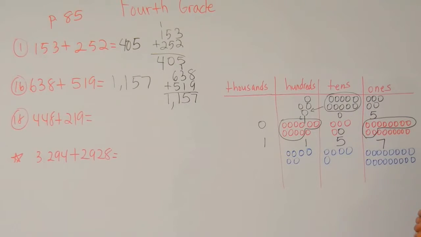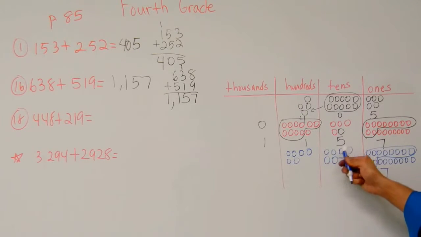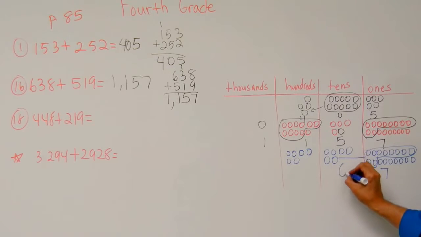Okay? Now let's go ahead and add it all up together. So here I've got 1, 2, 3, 4, 5, 6, 7, 8, 9, 10. That 10 is going to have to move over here. That 10 goes there. How many do I have left? 1, 2, 3, 4, 5, 6, 7. I've got 7 ones. Now let's see how many 10s I have. I've got 1, 2, 3, 4, 5, 6. I've got 6 10s there.